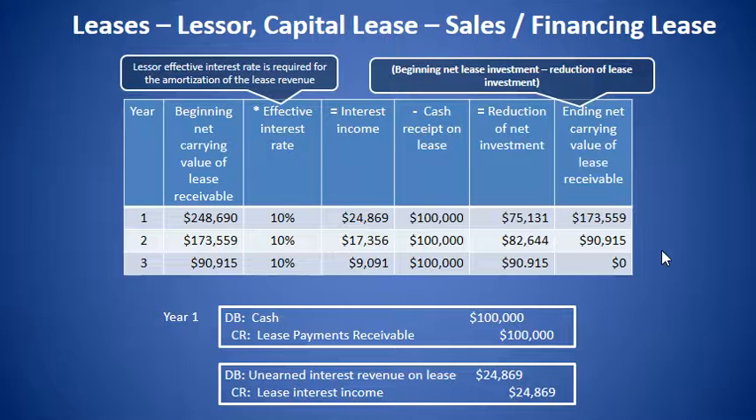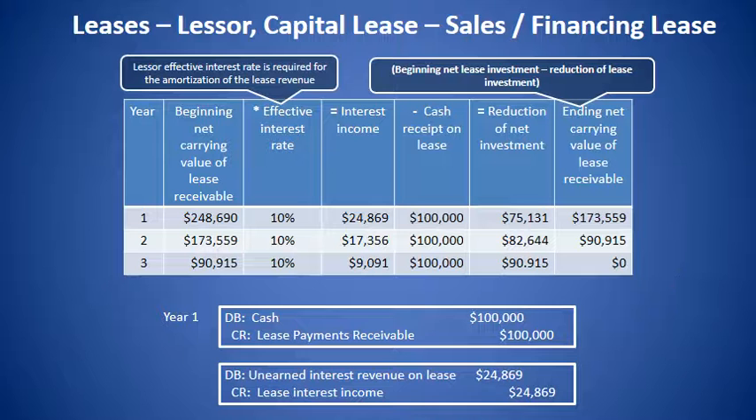year 2, and so forth, all the way through year 3, where you see eventually the interest income keeps going down as our net investment decreases, and more obviously at a point in time where the net carrying value of our lease receivable at the end of year 3 is going to be 0.